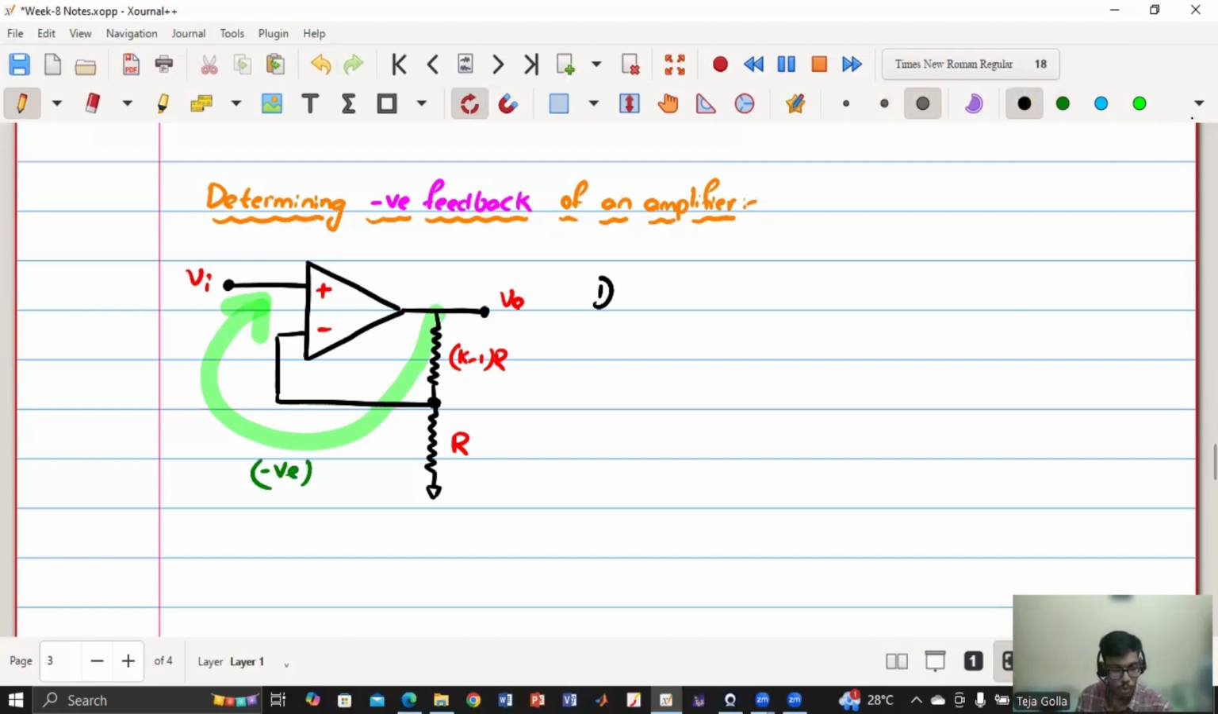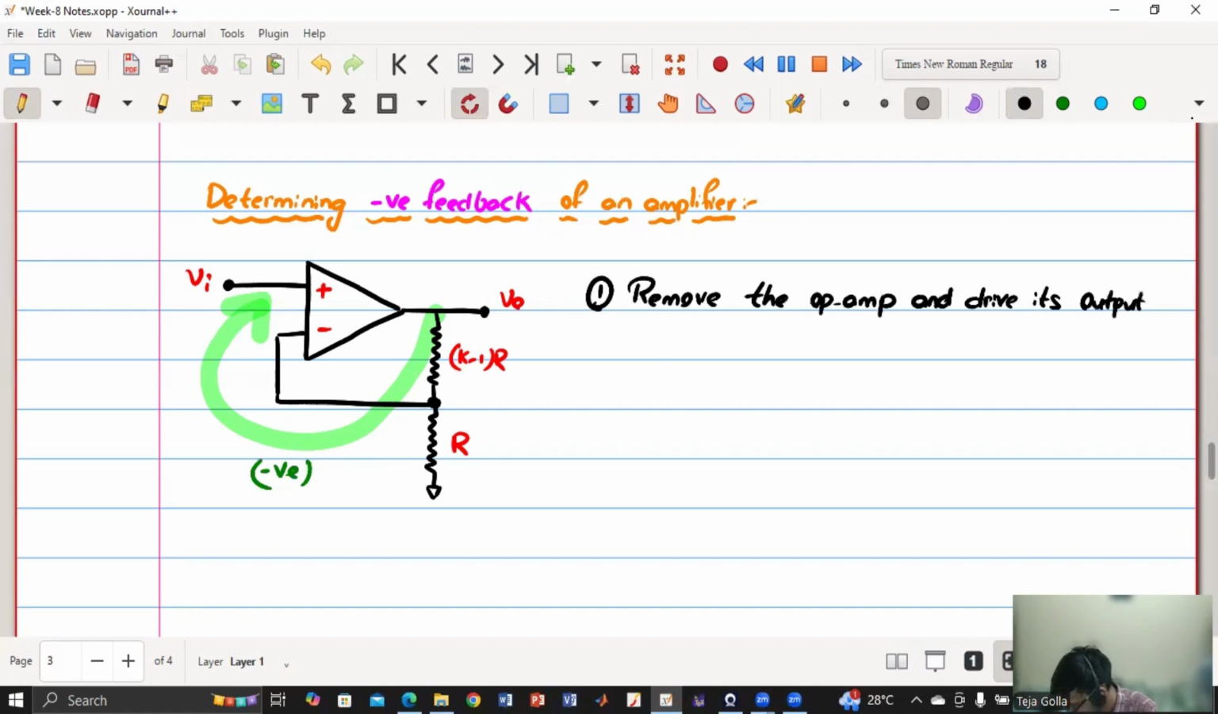First, we'll remove the op amp and then we will connect a voltage V test at the output. So first we'll remove the op amp and then we'll drive its output by V test. This is the test voltage that we are applying.